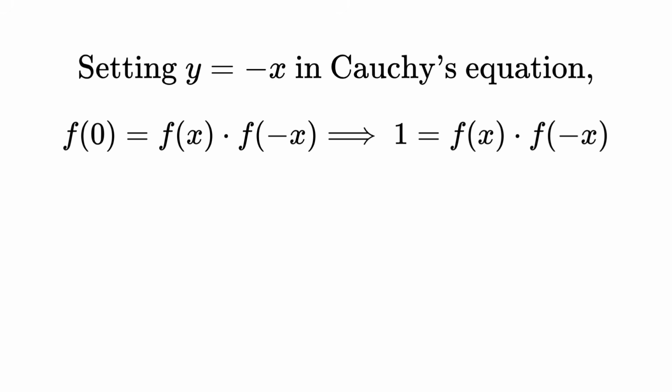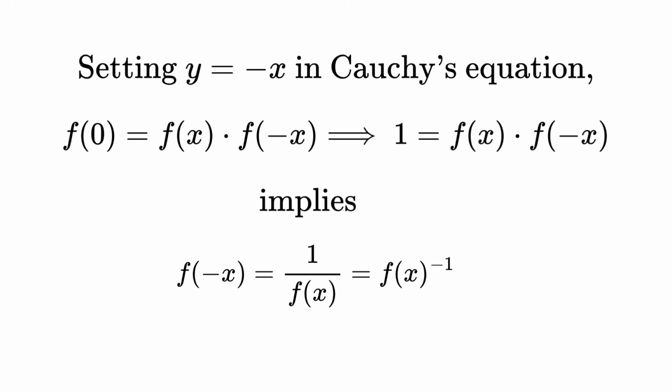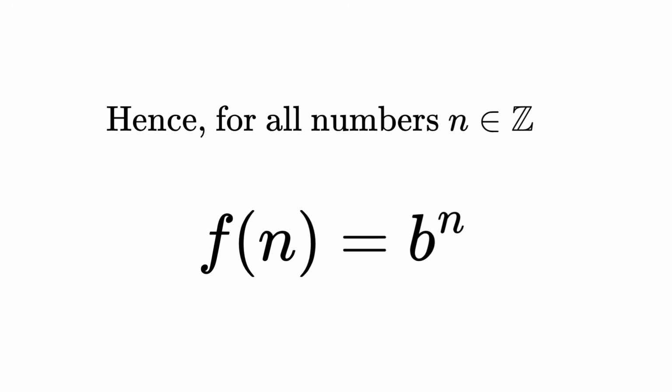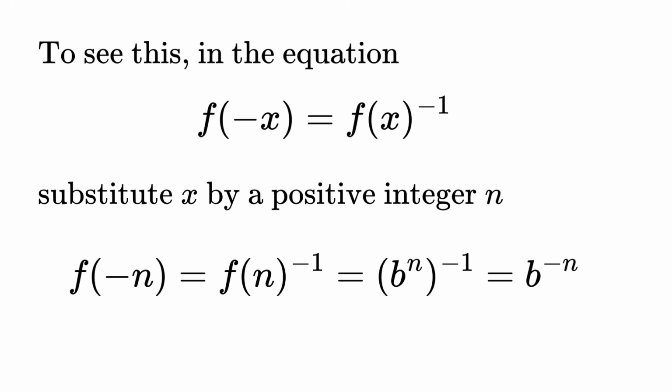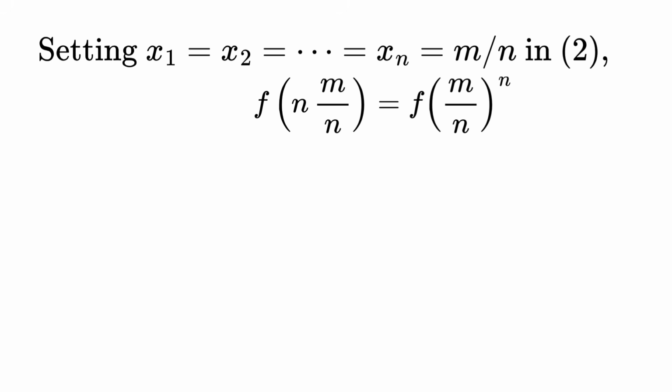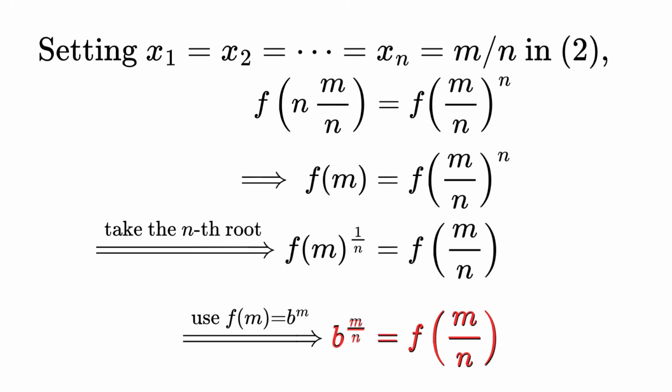Then, setting minus x for y in the original equation, we see that f at minus x equals the reciprocal of f of x. This implies that the result found for the natural numbers is true for all integers. To see this, in the last equation, substitute x by a positive integer n. Returning once more to equation 2, we set all arguments equal to the fraction m over n, where n cannot be 0. The resulting equation shows that the value of f at the fraction m over n is equal to the number b raised to the fraction m over n.